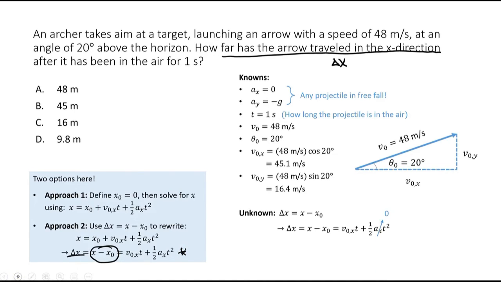So first thing I can do is recognize a x is equal to 0. That's going to simplify things quite a bit because this whole second term in that equation is just going to be 0. Then I'm left with delta x is equal to v naught x times t. I know v naught x, I know t, I can plug them in, and I get delta x is equal to 45.1 meters. So I would go ahead and pick answer B here.